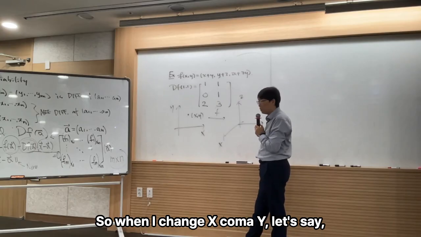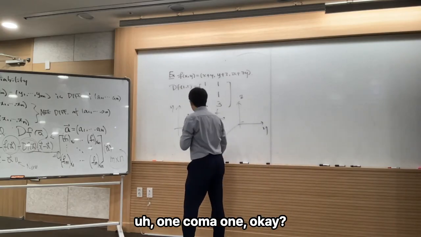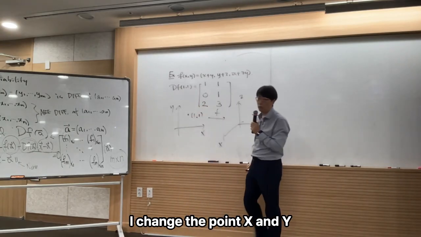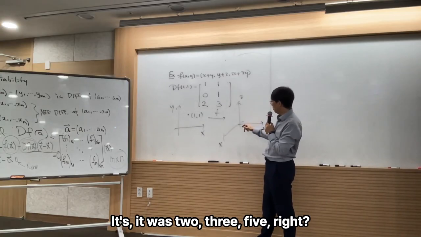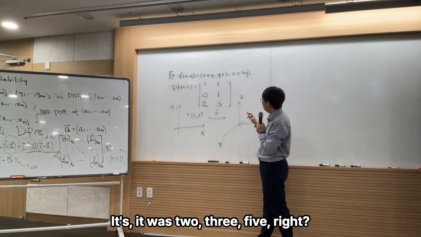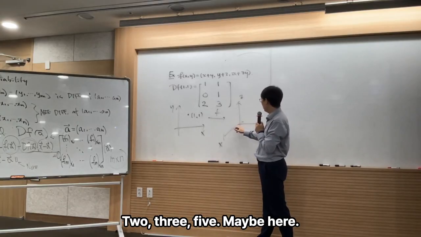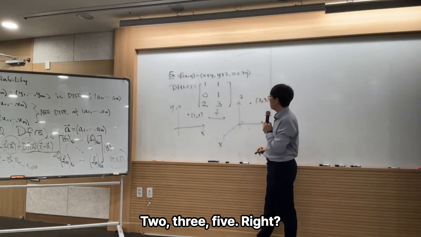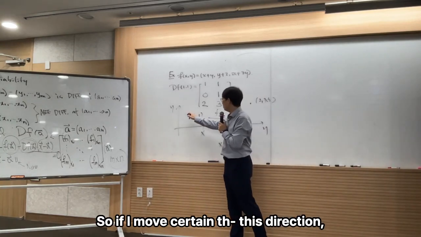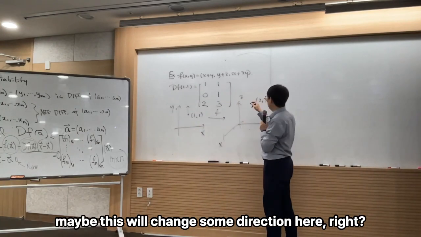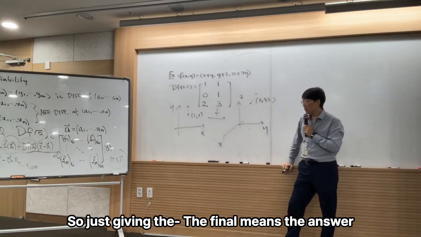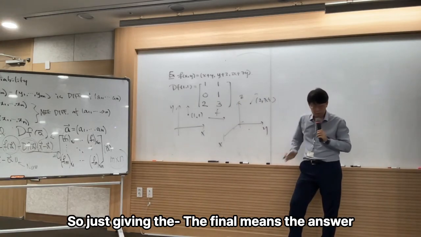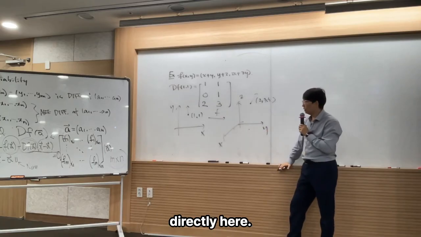When I change x comma y, let's say 1 comma 1, if I change the point x and y from 1 comma 1, then originally where was it? It was 2, 3, 5, right? So if I move in a certain direction, maybe this will change in some direction here, right? So just giving the answer directly here.